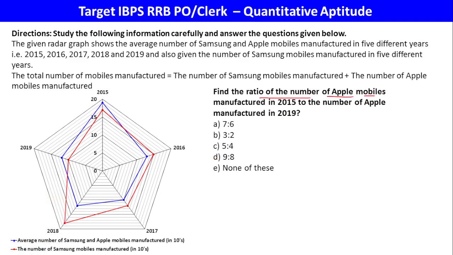Find the ratio of number of Apple mobiles manufactured in 2015. 2015 lo already find out chesam, 210. Apples in 2019 total chesi 10, 12, 240. Andalo 100, 140. Right, 7 3 times, 7 2 times. 3 is to 2 is my final answer. Option B is the correct answer for this question. Done. Right. Yes. Next question.